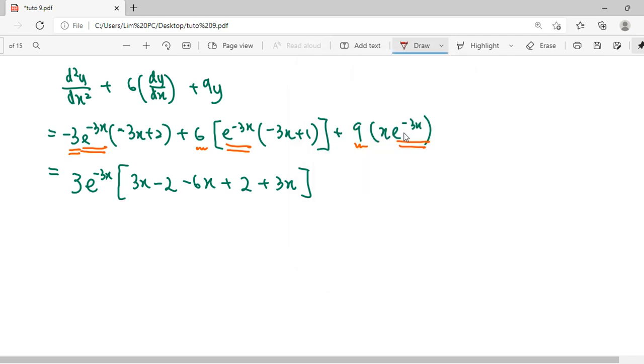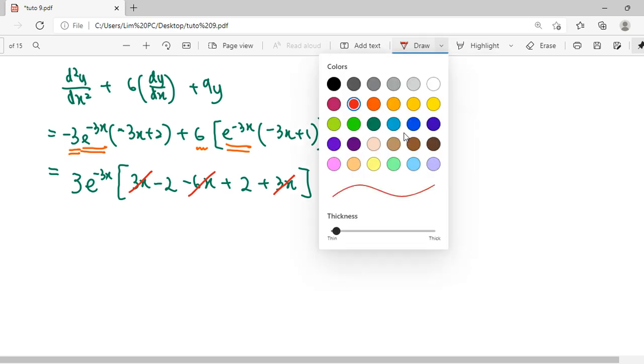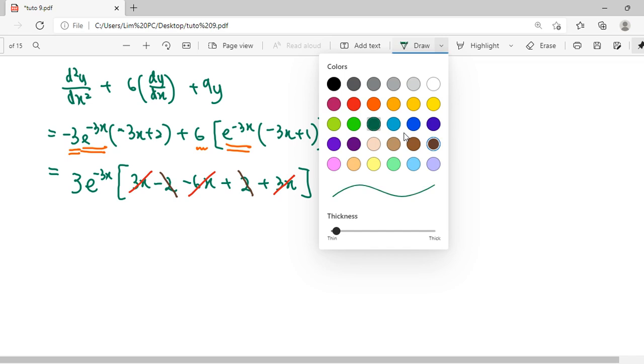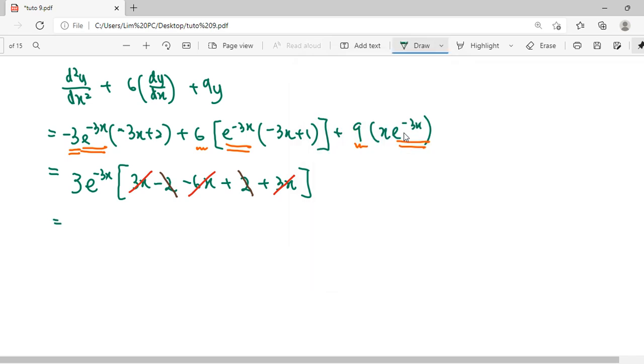Finally we can see 3x plus 3x minus 6x cancel each other, so we're getting 0. And then 2 plus negative 2 cancel each other. So what we will have here is 3e^(-3x) times 0. Therefore, everything becomes 0. So this is how we show our equation.